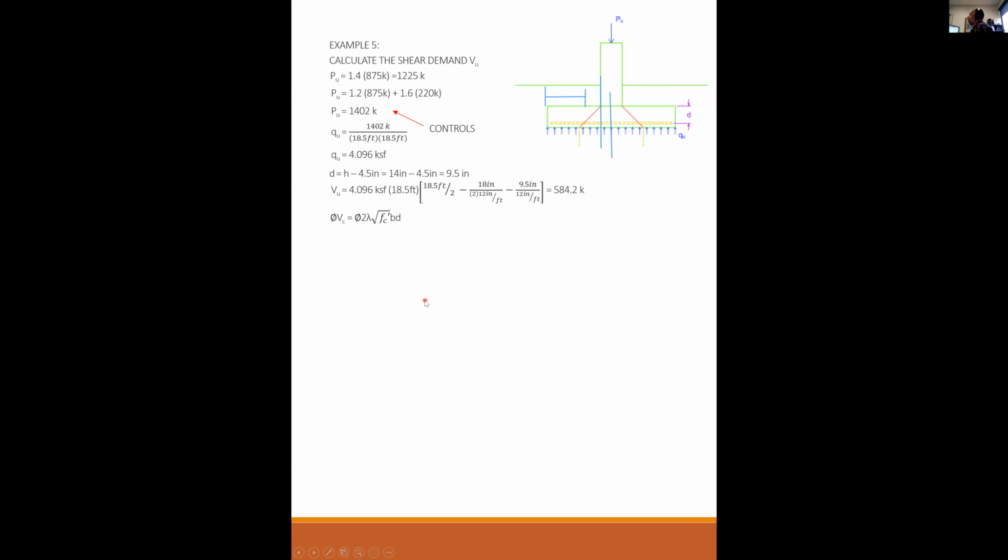That's my demand. What's my capacity? My capacity is phi VC. So for a footing, phi VC is phi times 2 times lambda square root f prime c BD. We talked about last time, lambda for footings is almost never anything other than 1. So we plug it in here, phi is 0.75, 2, the 1 is in here somewhere, square root 4,000 times B is 18.5 times 12, and D is 9.5. And that gives me a grand, massive total of 200 kips. 200 kips is not even close to 584 kips.